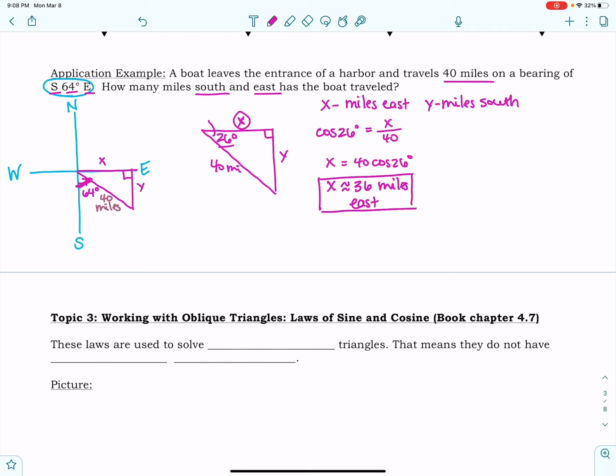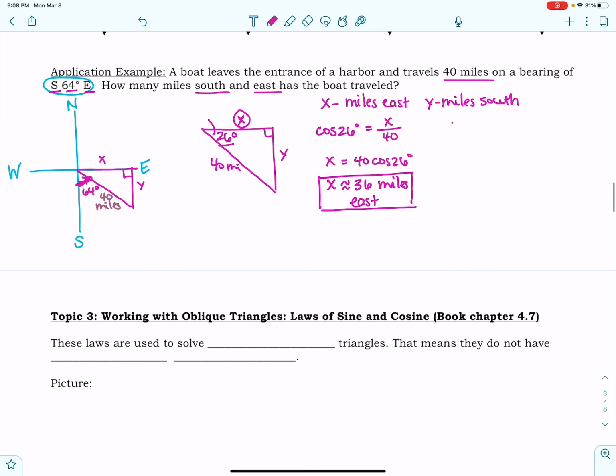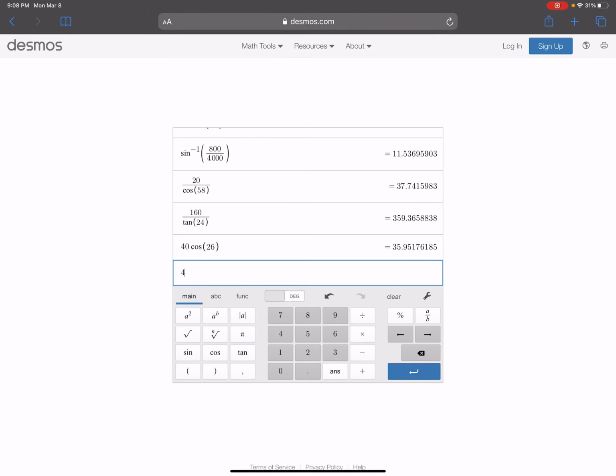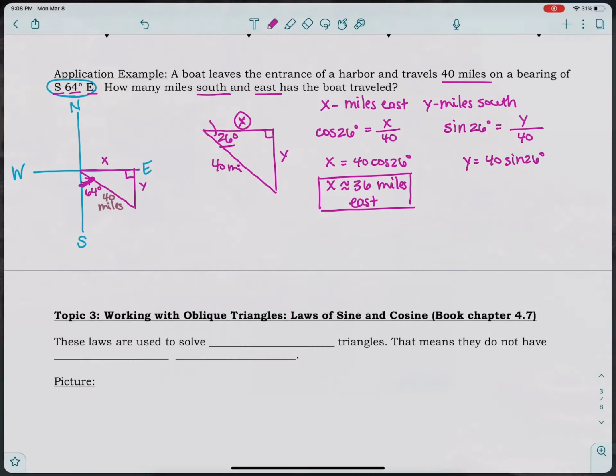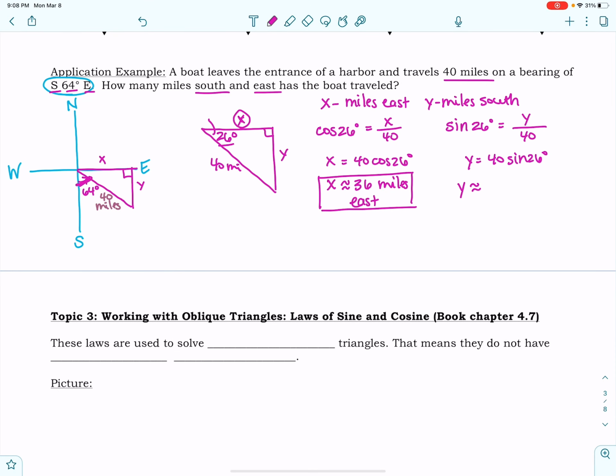And now we're going to find how many miles south with Y. So I'm going to use the sine of 26 degrees, which equals opposite over hypotenuse. Cross multiply. Use Desmos. And I get 17.5 miles south. Easy peasy lemon squeezy.